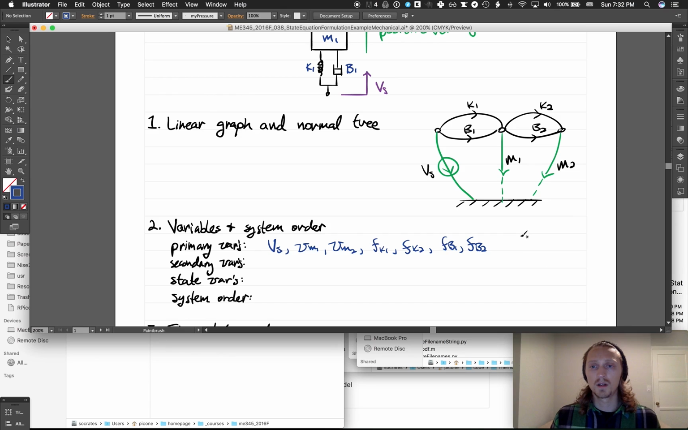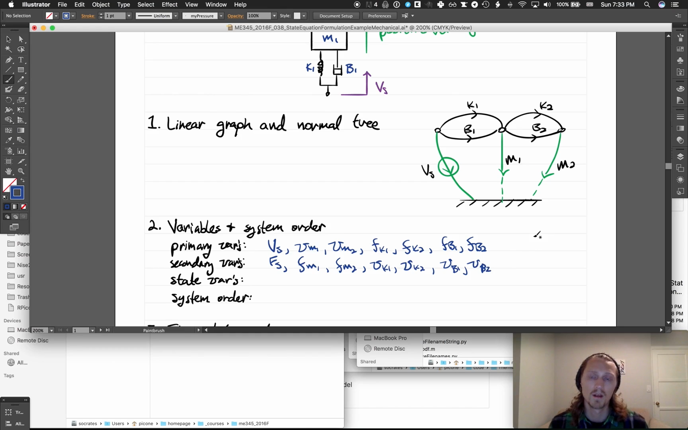Fb2, and that's it. Secondary variables, we just permute this, so Fs, sorry, not I, it's not a current, it's a force, right? Force from the source, the force on mass 1, the force on mass 2, the velocity across K1, the velocity across K2, velocity across B1, and the velocity across B2.